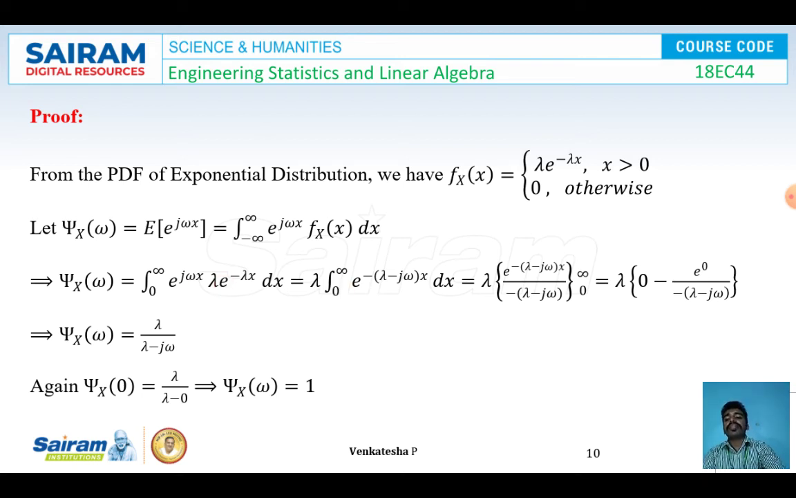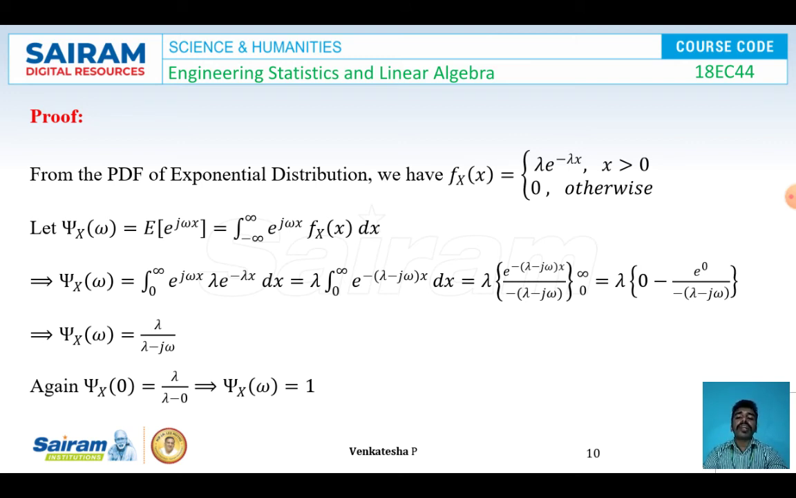Here the bases are the same, so I can add powers. It will become e power j omega x minus lambda x. I'm taking minus and x as a common factor. So I got the expression e power minus of lambda minus j omega x. Why? Because after applying the upper limit, it will become e power minus infinity, so I can put directly 0.